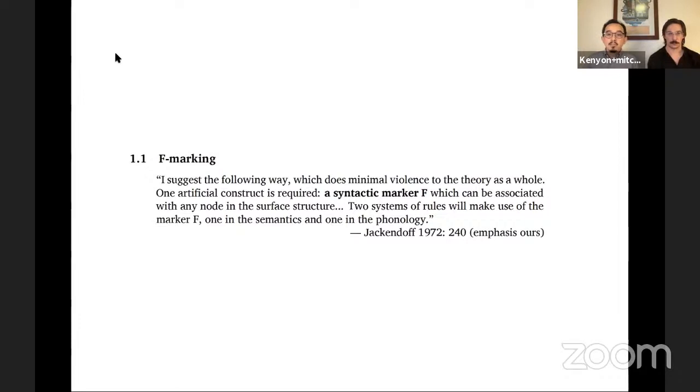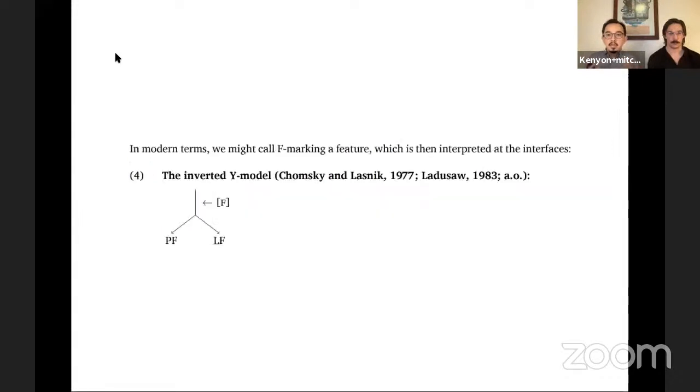From Jackendoff, Semantics and Generative Grammar, he says one artificial construct is required, a syntactic marker F, which can associate with any node in the surface structure. Two systems of rules will make use of the marker F, one in the semantics, one in the phonology. So in a modern setting, we can call this the F feature that is annotated somehow in the narrow syntax, adjoined to some structure, and then that feeds interpretation at both PF and LF.